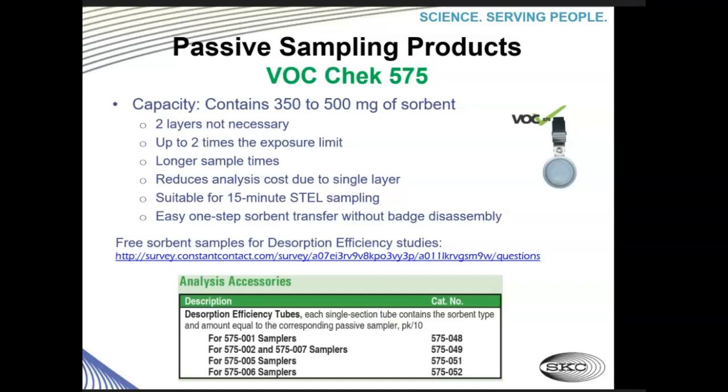So very quickly, some of the advantages of the VOC Check 575 are that depending on which model you order, you will get from 350 to 500 milligrams of sorbent.